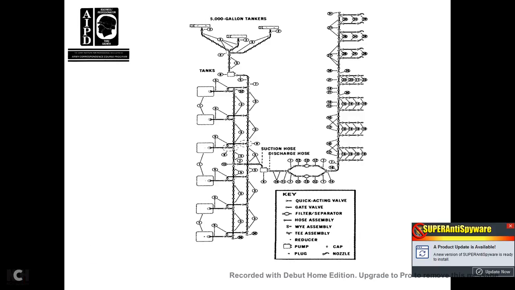Now the 5,000 gallon tankers. It shows the tanks on the left, and it shows the key. You see the quick action valve, gate valve, filter separator, hose assembly, Y assembly, T assembly, reducers, pump, plug and cap, and nozzle. The 5,000 gallon tankers are on the left, and they go through a suction and discharge hose, and then through two different Y and T assemblies.